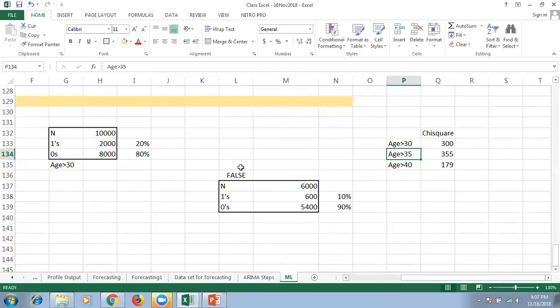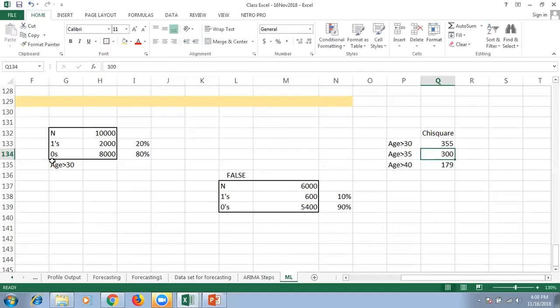So basically what I'm trying to say is the split will be finalized by which split gives me the highest chi-square value. Which split gives me the highest chi-square? So out of the age splits, assuming that this is the highest you got.